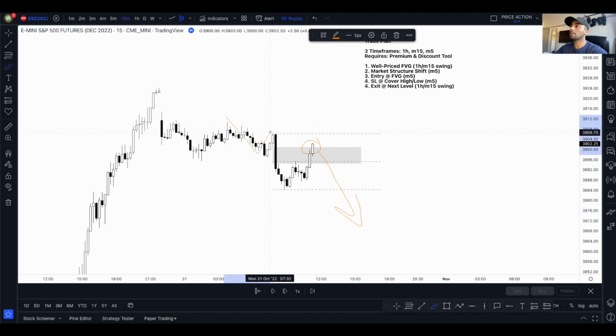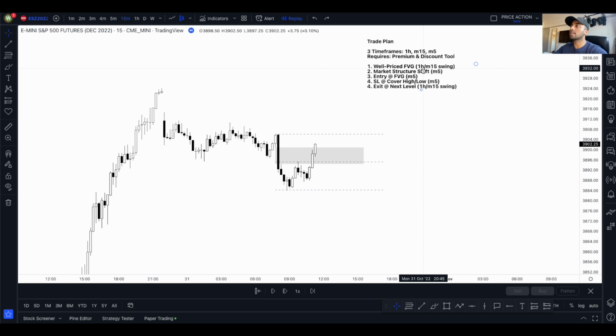You guys can see we're coming down, and we are within the fair value gap. You can see we had this gap created here. I've drawn it with the gray rectangular box, and you can see price comes up into the fair value gap, okay? So that is tick number one. On our trade plan, we can tick that off. We are in a fair value gap and it is well priced, okay? And again, like I said, in either the H1 or the M15 swing, we're currently on the M15 time frame. So again, that ticks off number one.